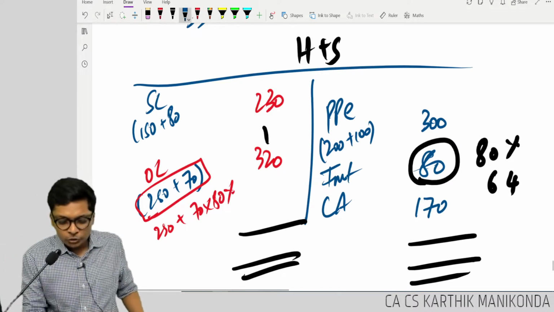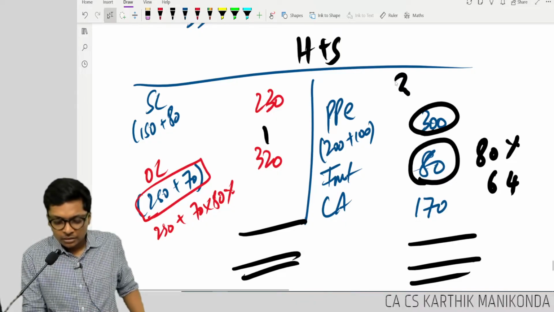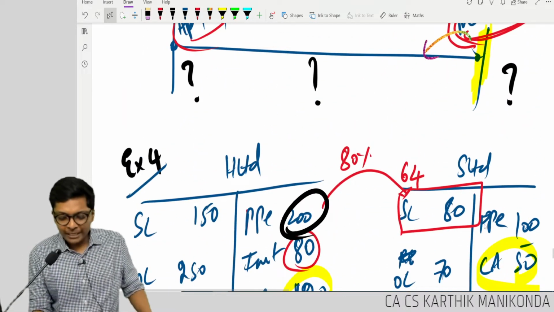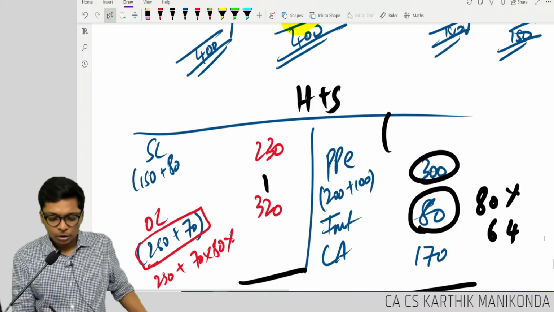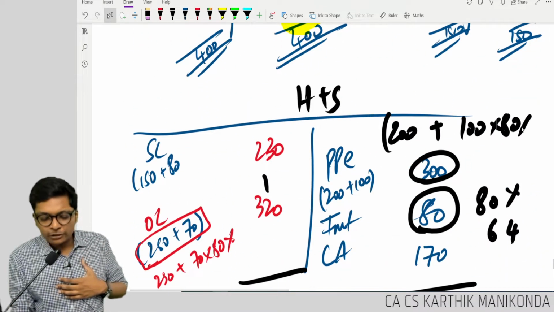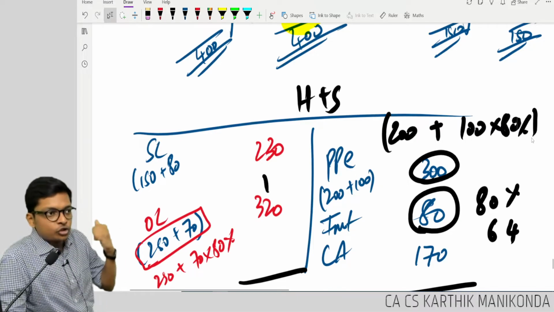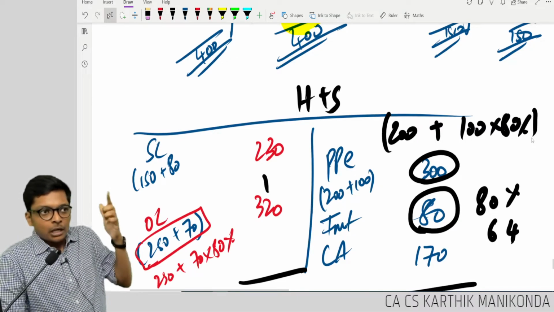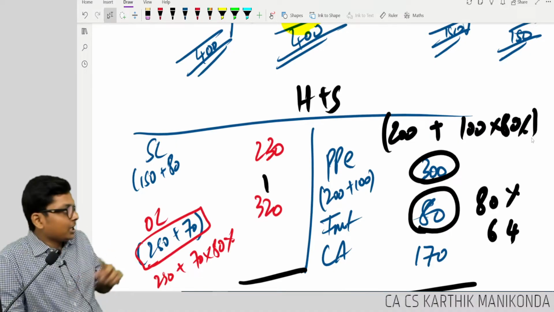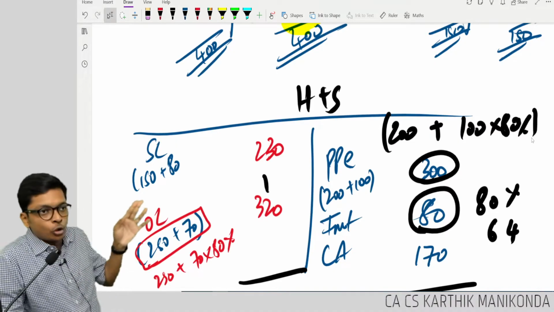What belongs to me is here 300 is nothing, sorry, not 300, it is 200 plus... 200 is mine, but in the 100 what belongs to me is only, see, end of the day I have to show Anjana, the investor, how much of the money that you gave, how many assets I bought. Correct? So I should show only 100 into 80%.